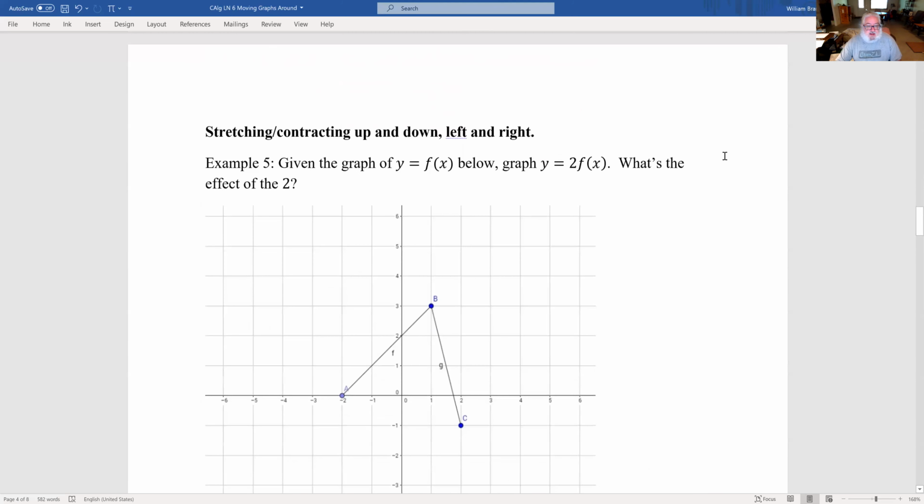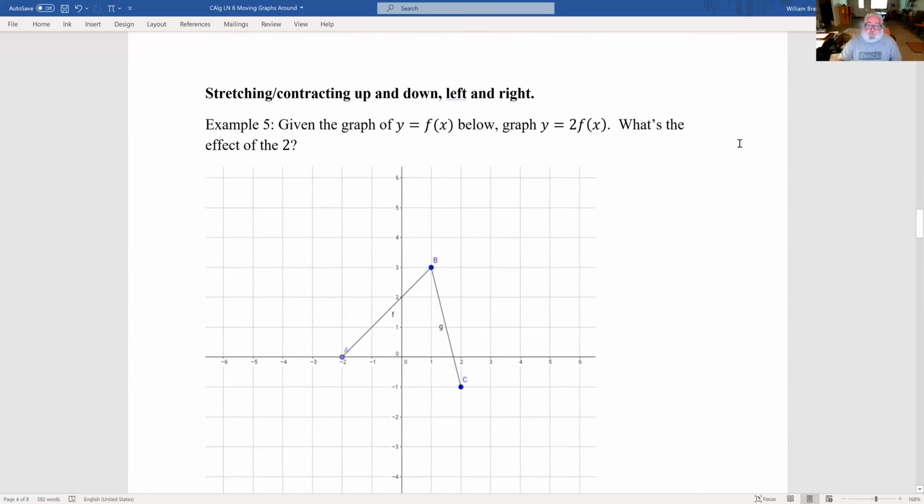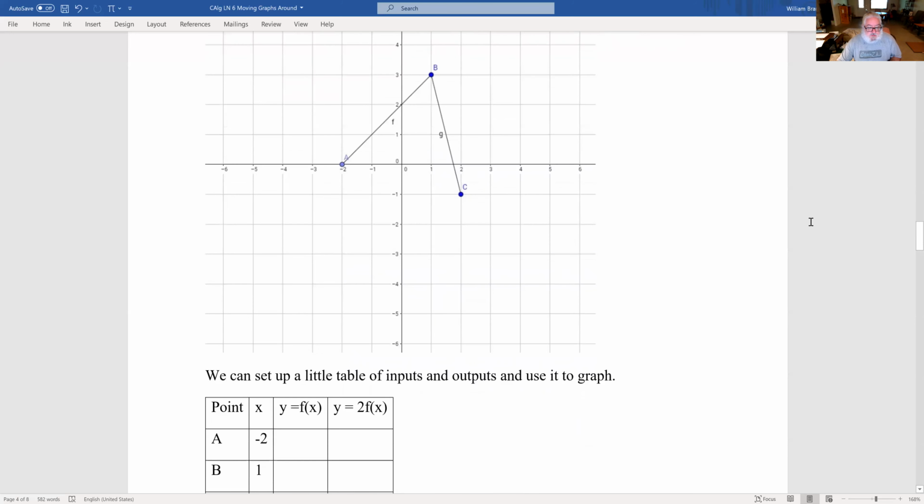Okay, stretching and contracting. Here's a graph. And we're going to take the graph and multiply by 2 outside. We're going to see that it stretches by 2 vertically. What it's actually going to do is multiply the distance a point is away from the x-axis by 2. So here's a little table.